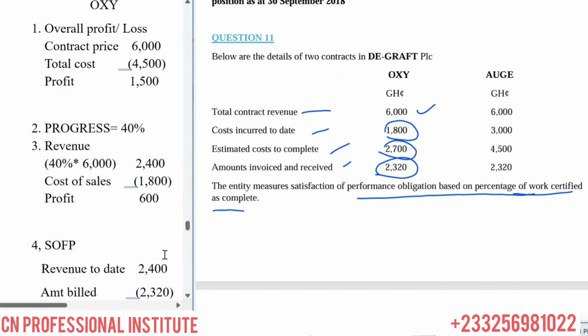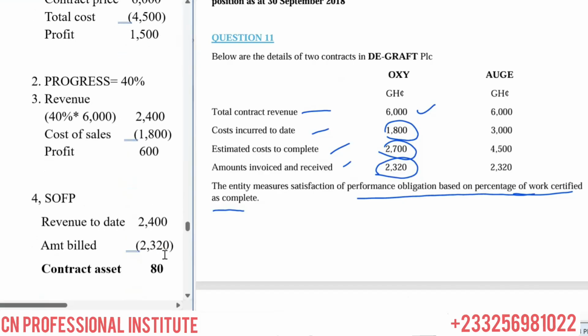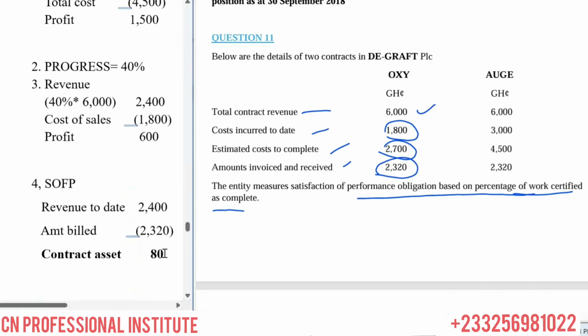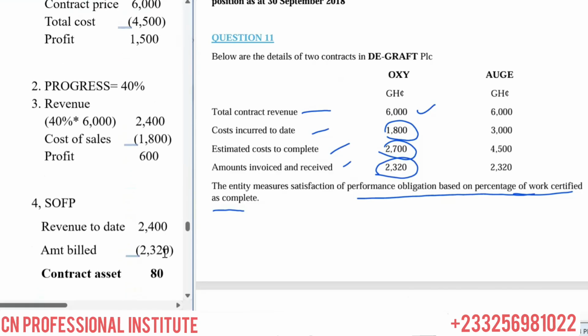So this is how we go about it. Very simple. Just follow the steps. First of all, overall profit or loss. Two, progress. Here, progress has been given in the question. Then the revenue, you apply the progress on the total contract price. So 40% on the 6,000, and we get 2,400. Cost of sales is the same as the cost to date, which is in the question here. 1,800 deducted, we have a profit of 600. So the 600 is what we are going to record as profit.